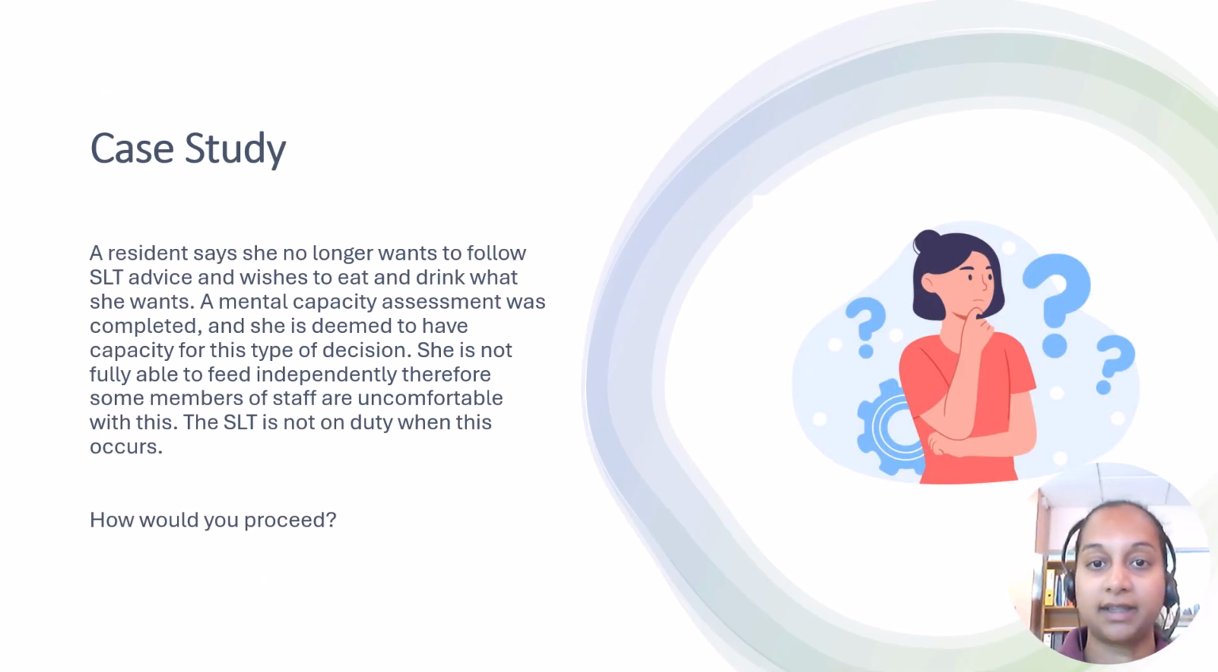Here is a case study to consider. A resident says she no longer wants to follow speech and language therapy advice and wishes to eat and drink what she wants. A mental capacity assessment was completed, and she is deemed to have capacity for this type of decision. She is not fully able to feed independently, therefore some members of staff are uncomfortable with this. The speech and language therapist is not on duty when this occurs. How would you proceed? A few moments to think about this case.